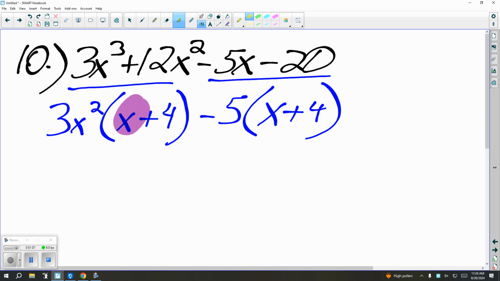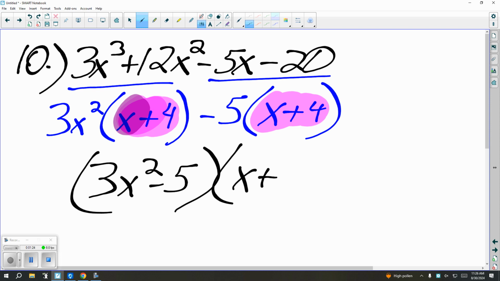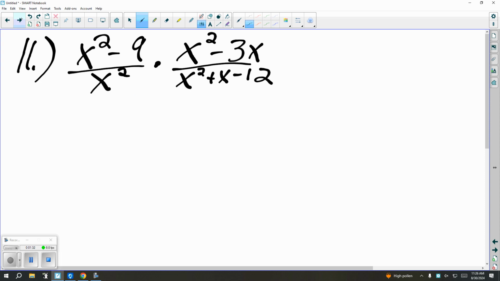Okay, so notice that this matches that. And that's what you wanted for grouping, okay? Now, hopefully we can go back to pen. So then that's going to be 3x squared minus 5 and x plus 4, factoring by grouping, okay? So that was number 10. Going, gone. All right, number 11.